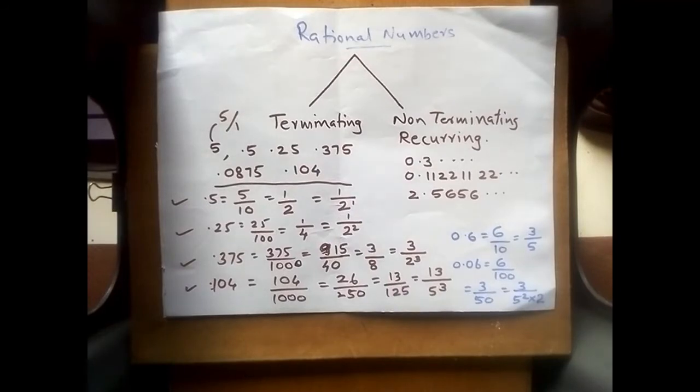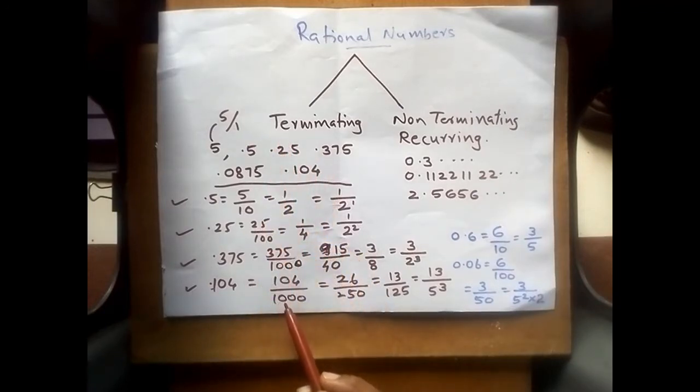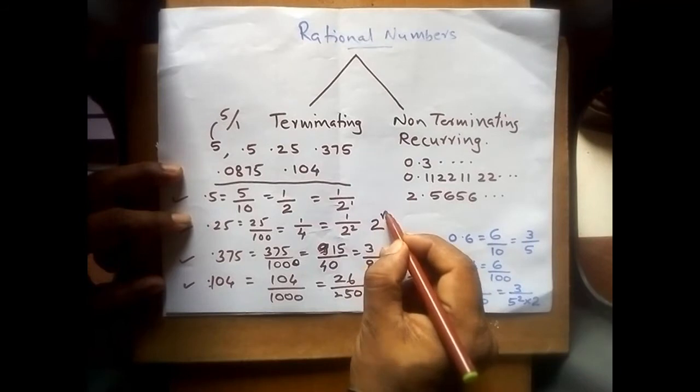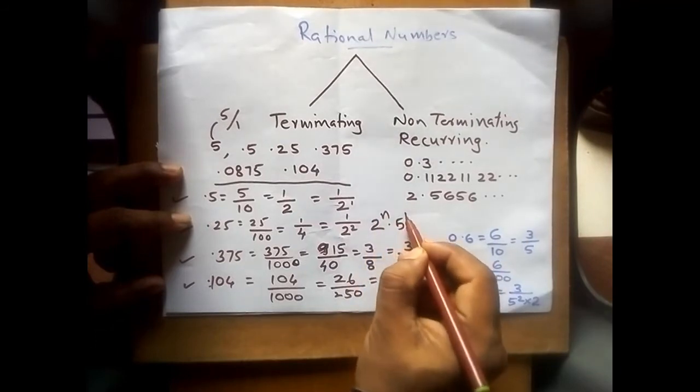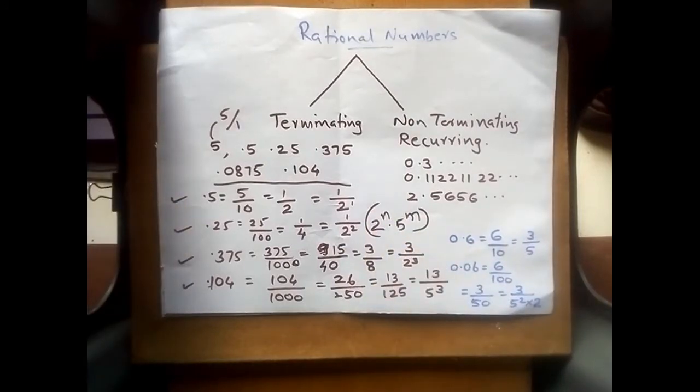So how can you conclude? You take any decimal number like this and you will land up in a similar result only. So what can we conclude? We can conclude that any terminating decimal expression will have its denominator of the form 2 raised to n into 5 raised to m, where n and m are any positive integers.